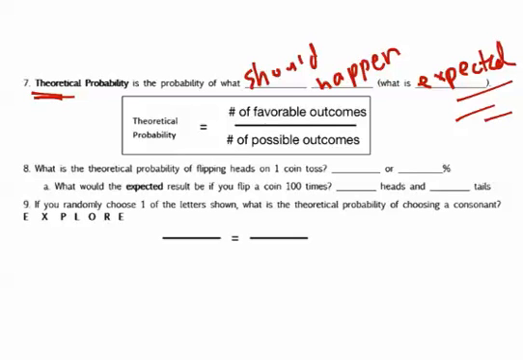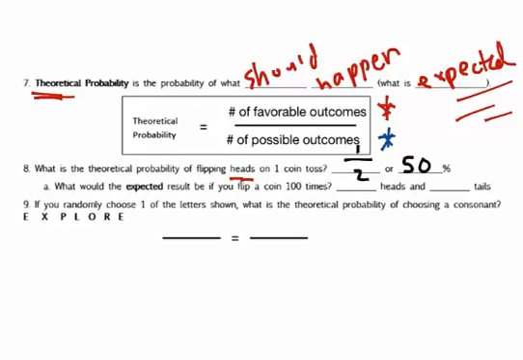All right, so here we go for number 8, back to the coins. What is the theoretical probability of flipping a heads on one coin toss? You want to ask yourself, how many heads are there? Because that's the favorable outcome. That's what they're asking for in the problem. There's one head on a coin. And how many possible outcomes are there? Well, there's a head and there's a tail. So there's 2 possible outcomes, and one half is 50%.